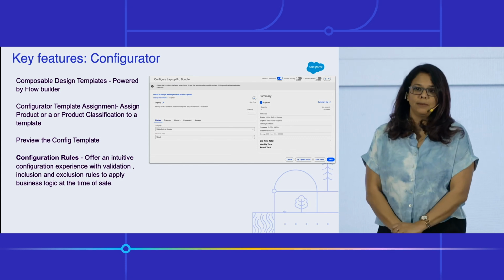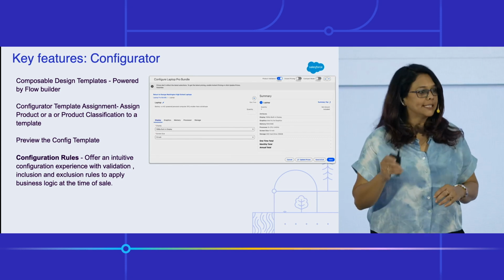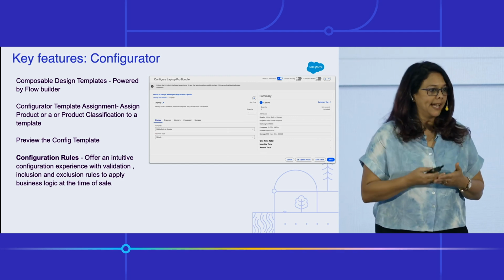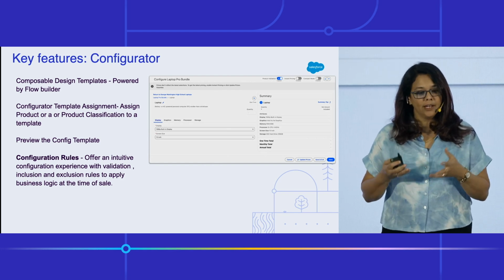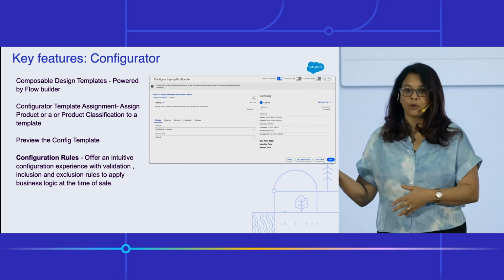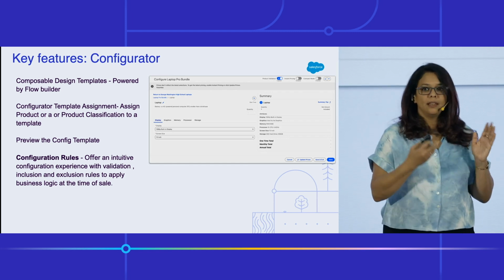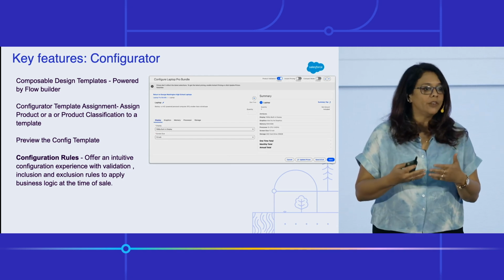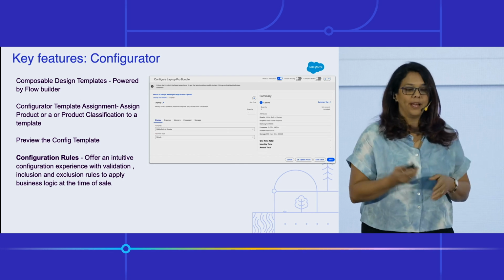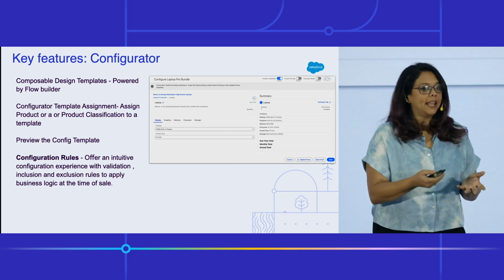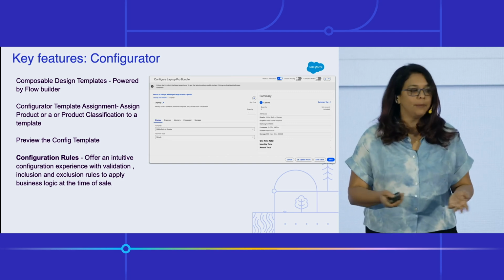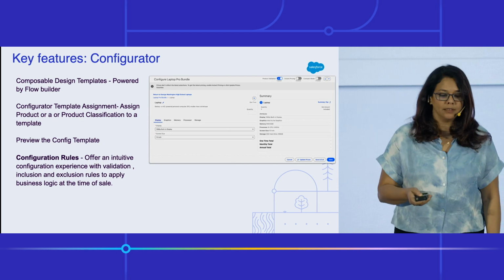So we spoke a little bit about the configurator. The key feature is the configurator. You have composable design templates, which you can associate or assign to a product or a product classification. The way the salesperson will use the configurator, you can define that in the UI, and we'll see that in the demo, and you can assign that to a product classification. So all products of that particular classification will be able to see that view.